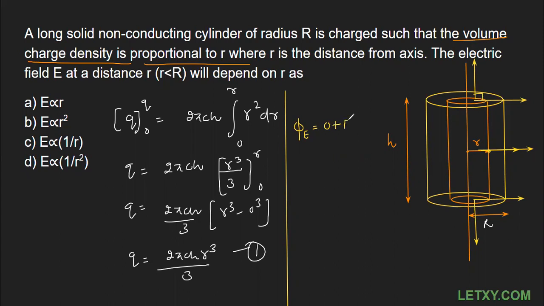I hope you got it. EA cos 0. And the bottom part is once again 0. So I have written it. So the phi e is actually coming out to be EA cos theta, where what is E? E is the electric field that we have to calculate, and A is the area.